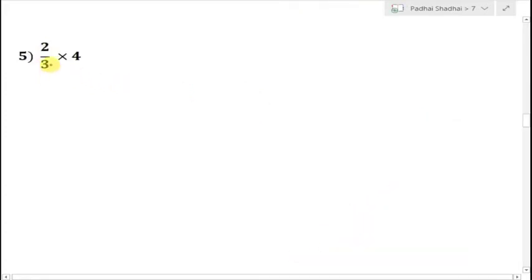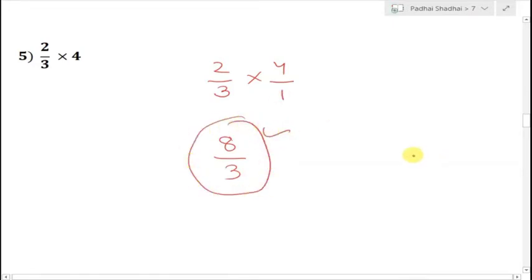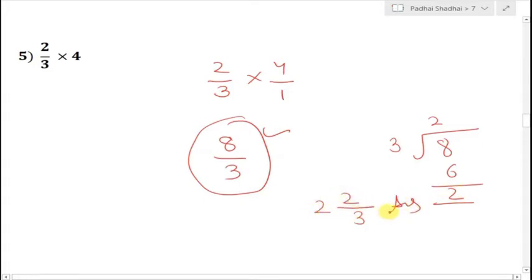Okay. Fifth, 2 by 3 into 4. Same way we will put 1 in the denominator of 4. 4 twos are 8 and 3 ones are 3. Let us convert into a mixed fraction. We have to divide 8 by 3. So 8 divided by 3, we will get 3 twos are 6 and 2 will be the remainder. 3 will come in the denominator, 2 as the whole number and 2 in the numerator. So the answer will be 2 integer 2 by 3.